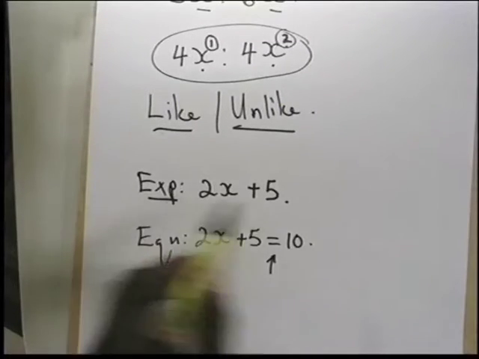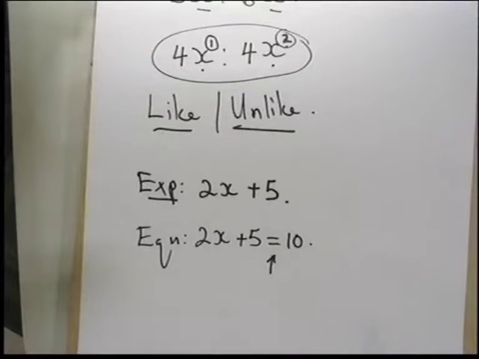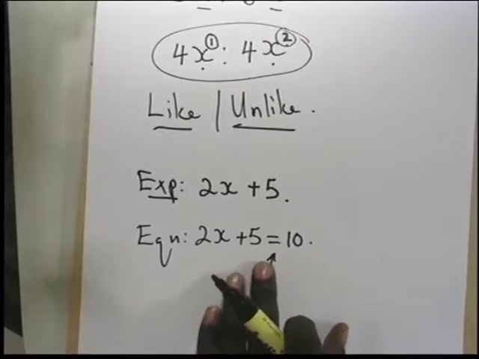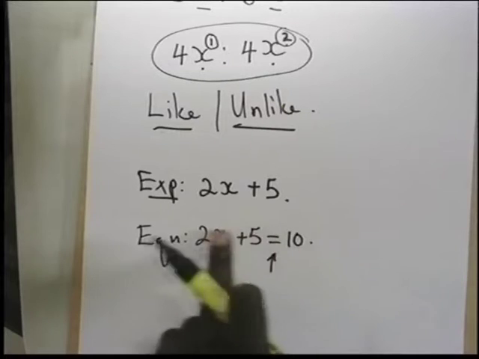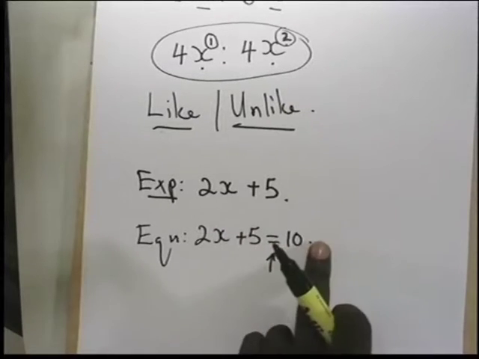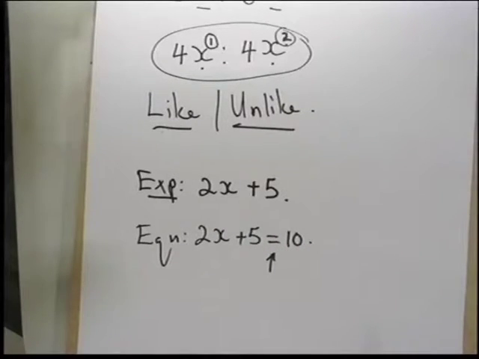And an expression can only be simplified. We can only simplify an expression, whereas with equations we can solve them, meaning finding the value of x that will make the equation equal to 10. So, in this case, we know that x should be 2.5 in order to make this equation 10, as a case in point. Okay.